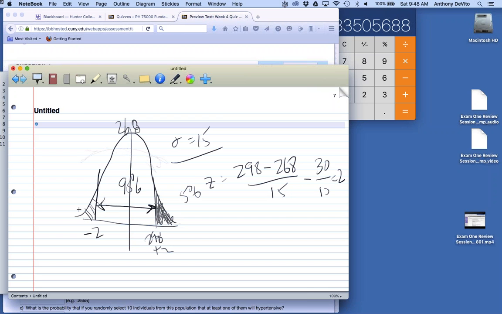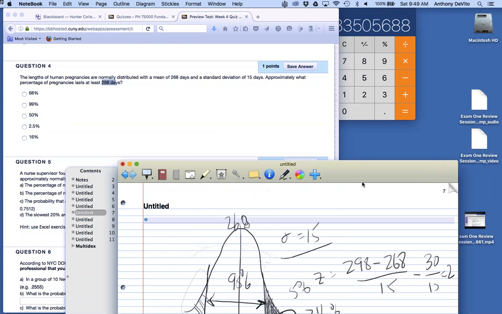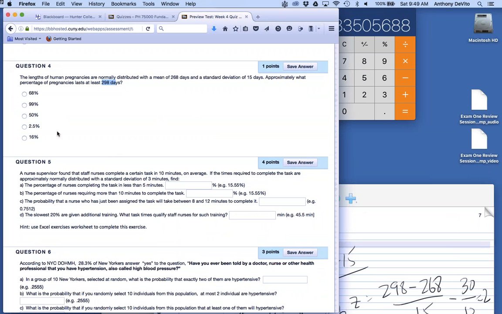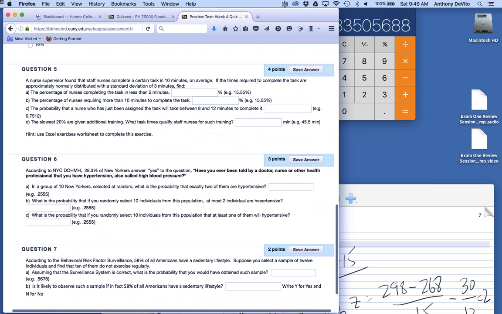So if it's symmetrical, same area down here as up here, then the area that's above 298 can only be 2.5%. Right, so let's see if we got a selection here, 2.5%. And sure enough, there we go, 2.5%. Okay, good. Let's go on to the next one.